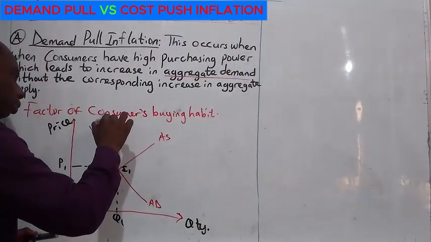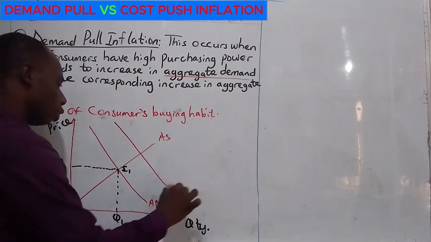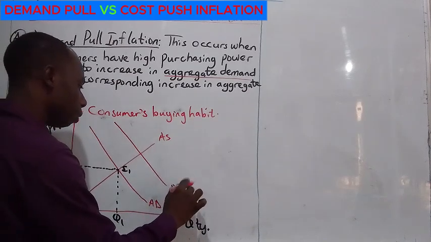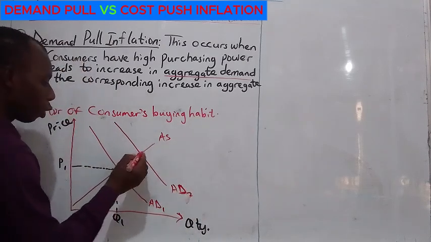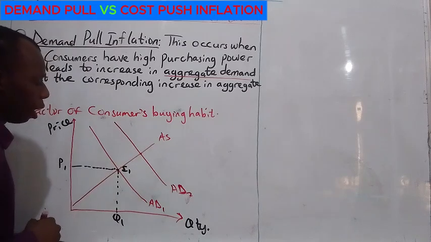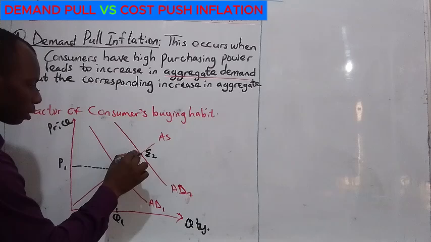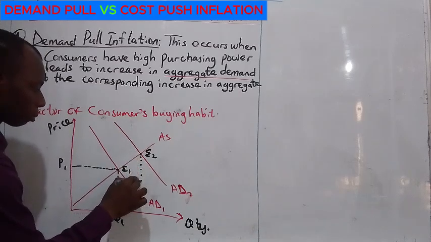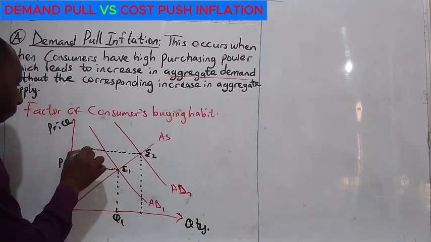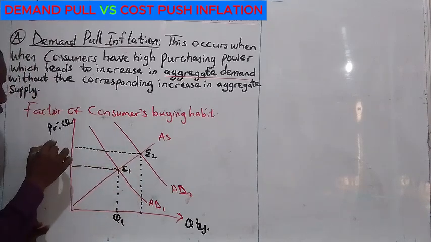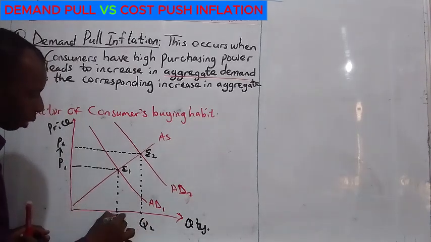And it shifts outward, let's say to this level. Here we now have another aggregate demand. We call this one AD2, our aggregate demand 2, whereby the initial one is our aggregate demand 1. Now, because of this, there is another point of equilibrium here. We are going to call that one E2, equilibrium point 2. If you trace this to quantity, and if you trace it here to price, so here is our P2, then here is our Q2. Can you see it now?